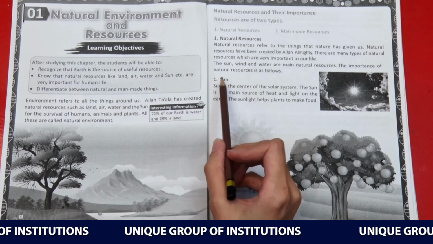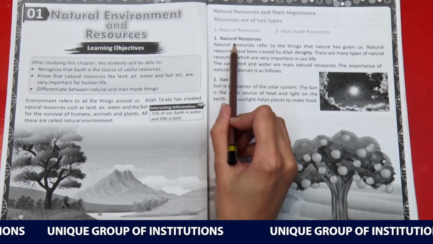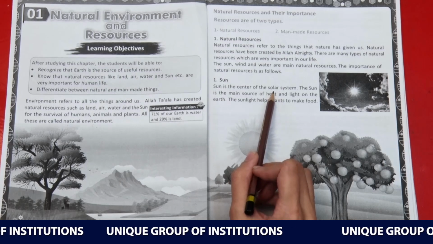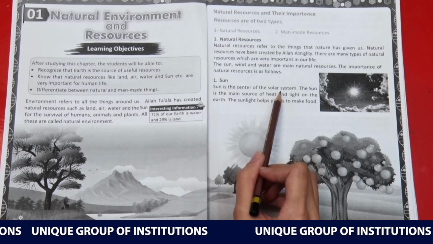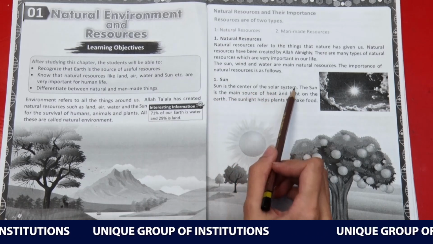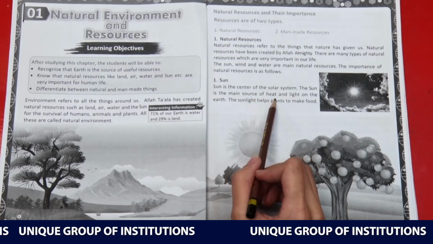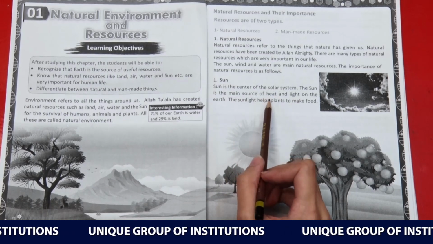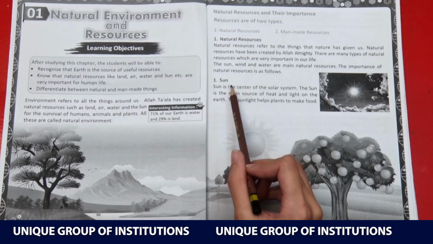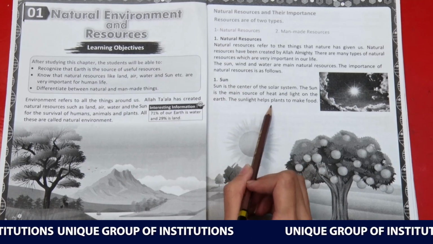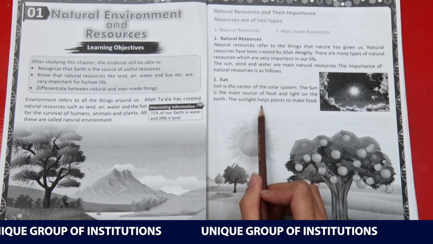Here we will firstly discuss the sun, that is the main natural resource, the center of the solar system. As we all know, the solar system is made up of 8 planets and the sun is the center of that solar system. The sun is the main source of heat and light on the earth. It means that the source through which we get heat and light is the sun, and sunlight helps plants to make food. Plants grow food with the help of sunlight.